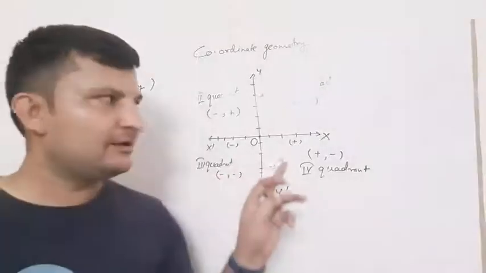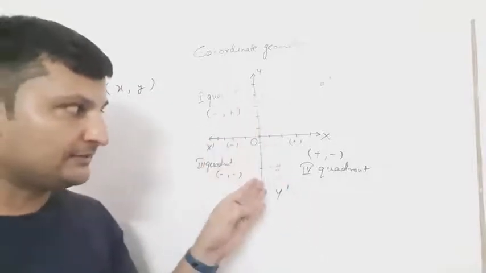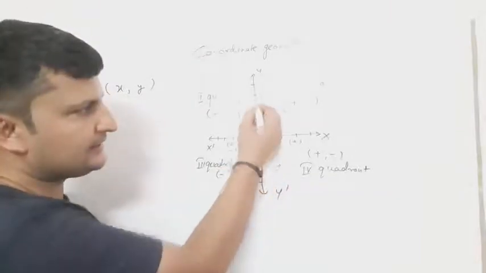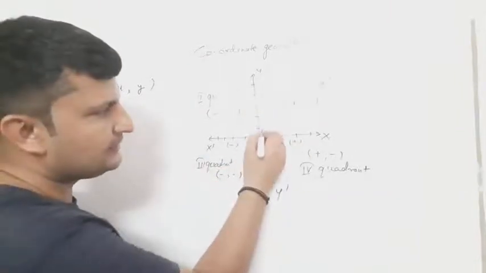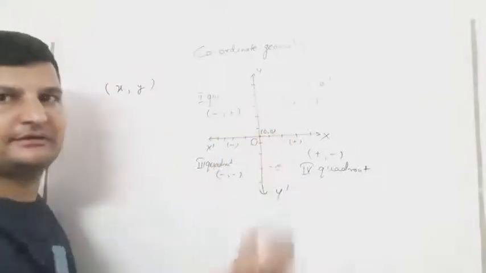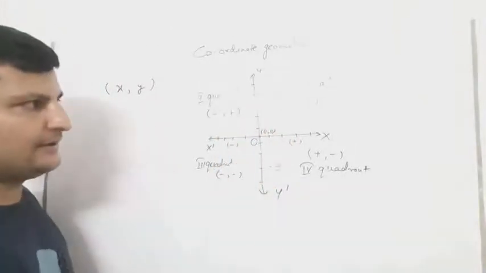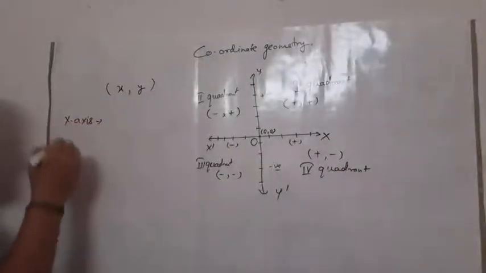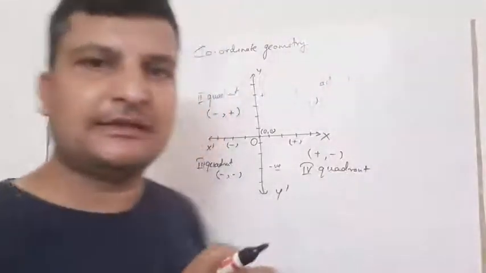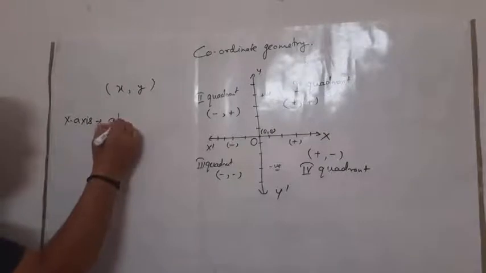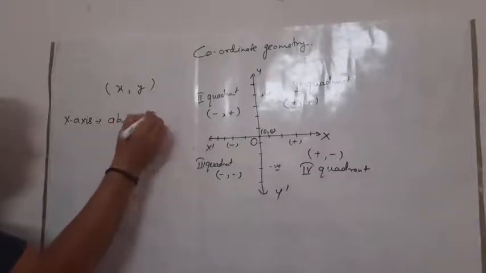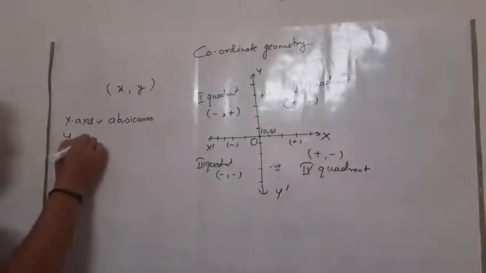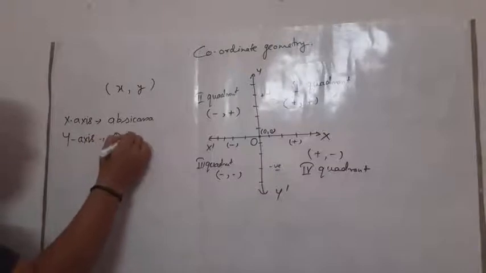Exercise 3.2 is based on these quadrants and this plane particularly. So first we have to understand the point of the origin. Origin means where the x-axis and y-axis cut. So the coordinates of the origin are 0, 0. And one thing is that the x-axis has another name too. We can write it as abscissa. And the y-axis name is ordinate.